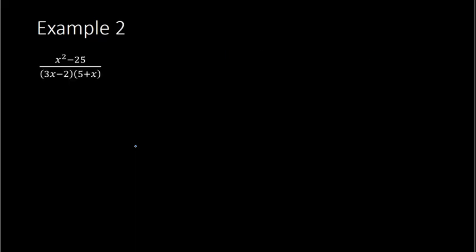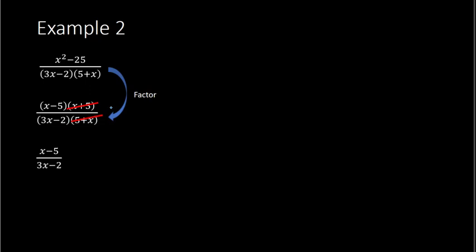Example 2, we have x squared minus 25 over 3x minus 2 times 5 plus x. Now I want to begin by factoring. Now the denominator is factored already, but the numerator can factor further. We have x squared minus 25, which is a difference of squares. With a difference of squares, I can factor that as x minus 5 times x plus 5. So now, once I have factored, I see that x plus 5 and 5 plus x, those are the same thing. And those can divide out, which leaves me with x minus 5 over 3x minus 2.